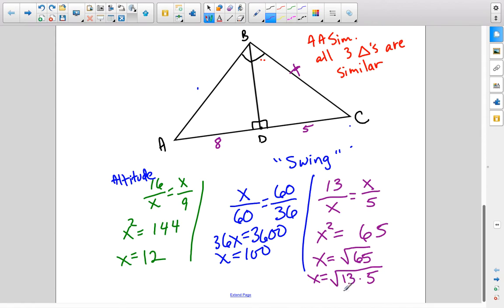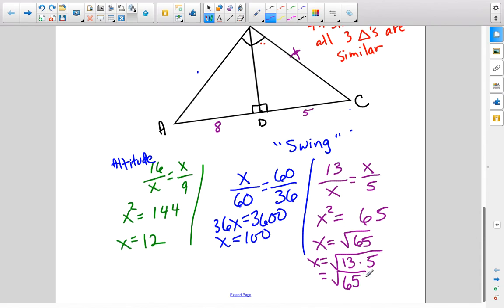Well, 13 only has 13 and 1. 5 only has 5 and 1. You know what? This is one of those radicals that can't be simplified because there are no perfect squares in 13 or 5. So there's really nothing I can do, and here's my answer: the square root of 65, exact answer, not rounded. 8 point something, I don't want to see.